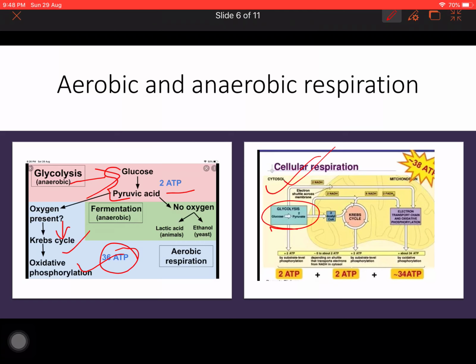Glycolysis, glucose to pyruvate, then pyruvate is converted to 2 acetyl CoA, which enters the Krebs cycle and then the electron transport system. So in each step, 2 ATP here, 2 ATP here, and 34 ATP here are produced, and totally 38 ATP is the end product of this cellular respiration. Now we will see the definitions of aerobic and anaerobic respiration in detail.